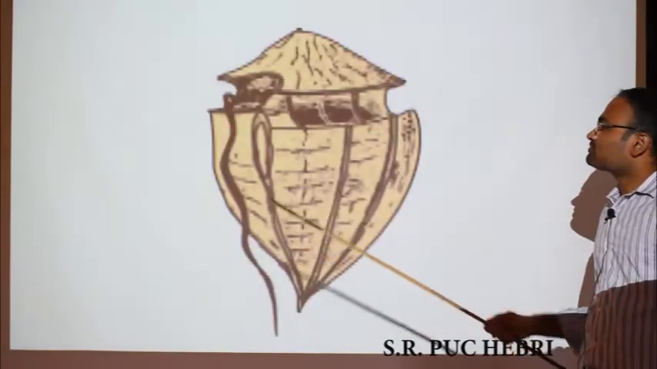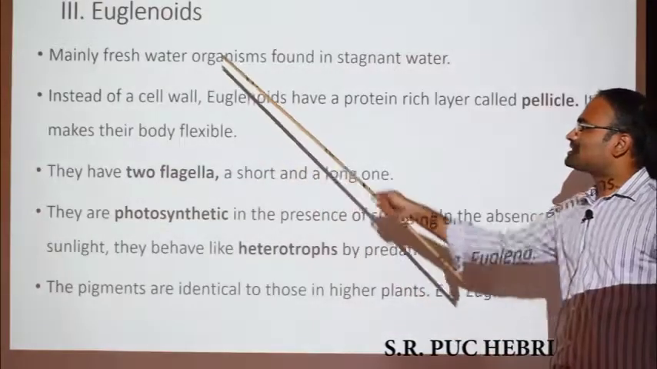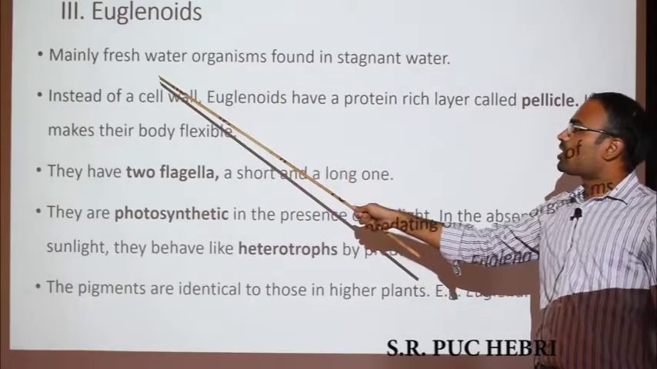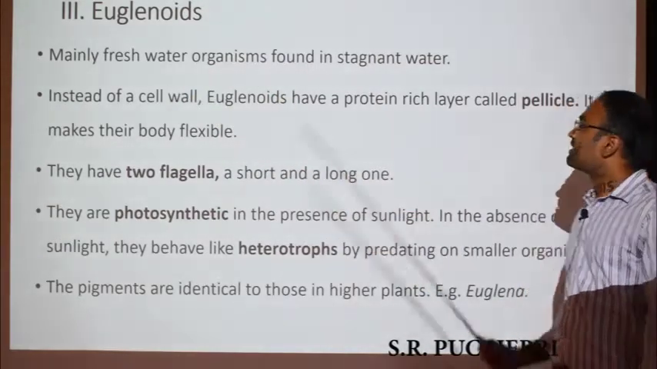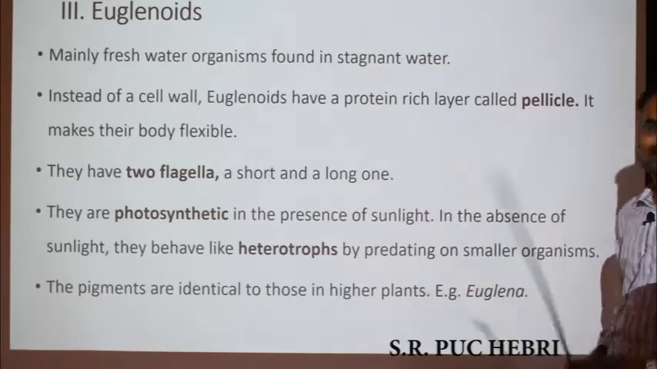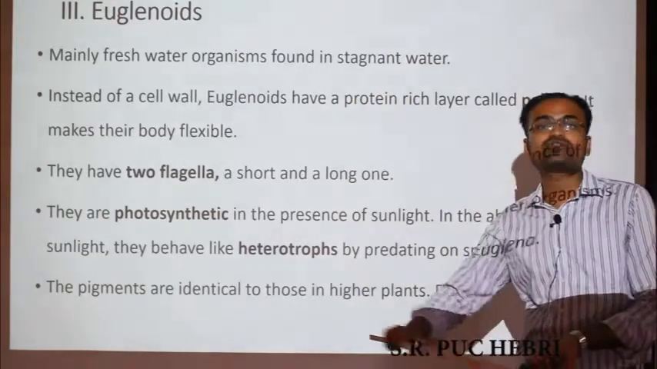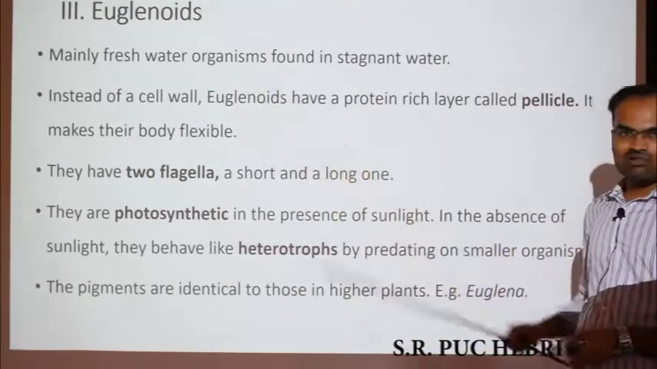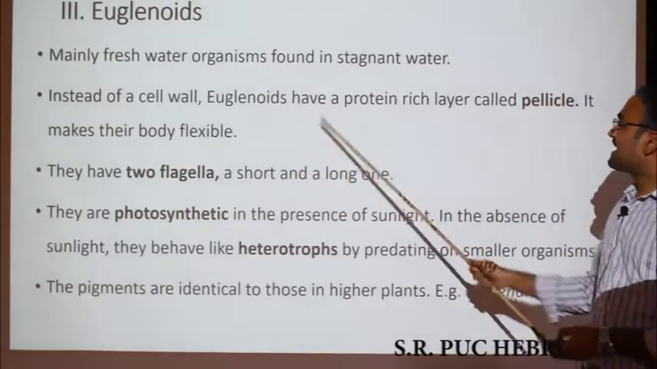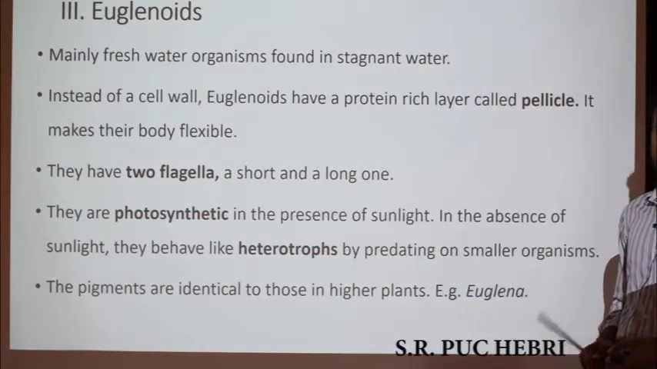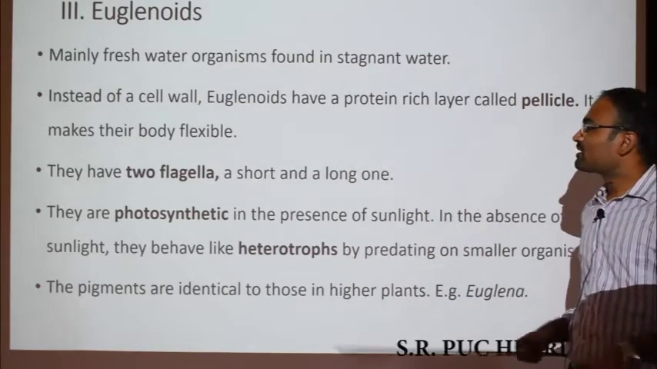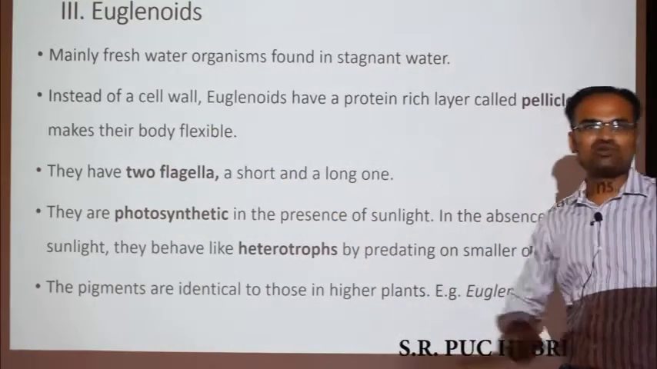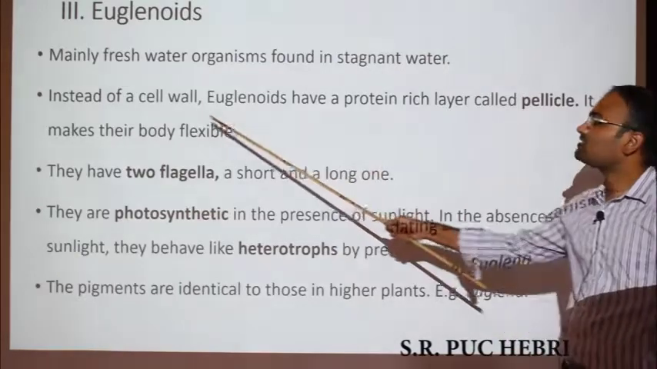Next, the third group of organisms is called euglenoids. These euglenoids are commonly freshwater forms, and sometimes they are found in stagnant water, where the water is not flowing but static. Instead of a cell wall, euglenoids have a protein rich layer called the pellicle, which is flexible. It makes their body flexible so that they can bend along with the current of the water.